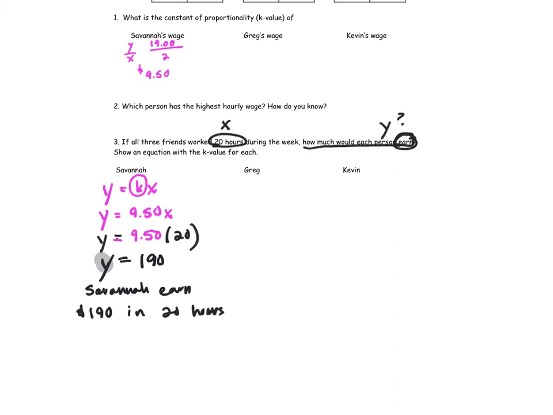So I'd like you to do the same process for Greg using his table, and the same process for Kevin.